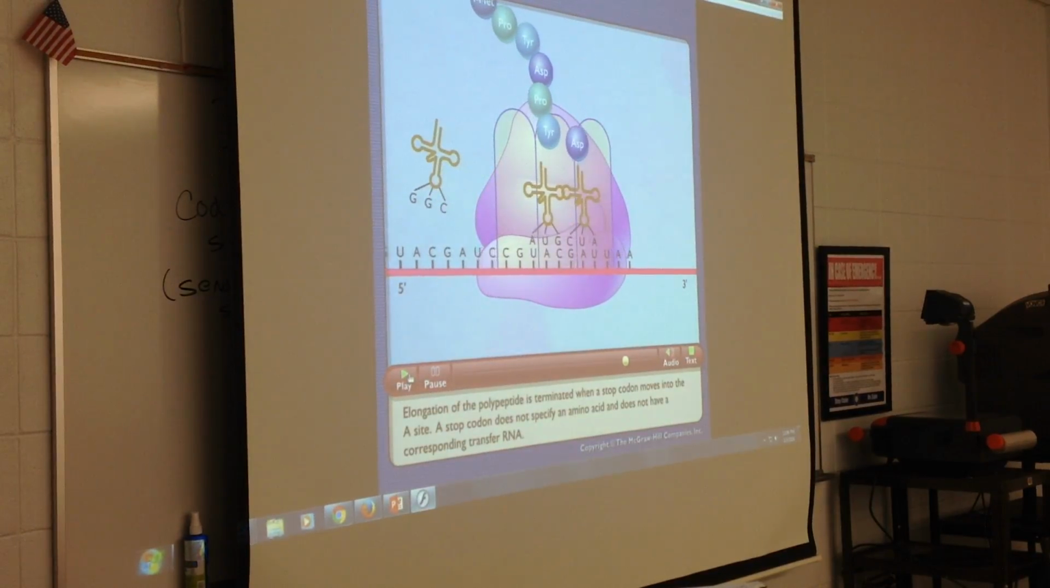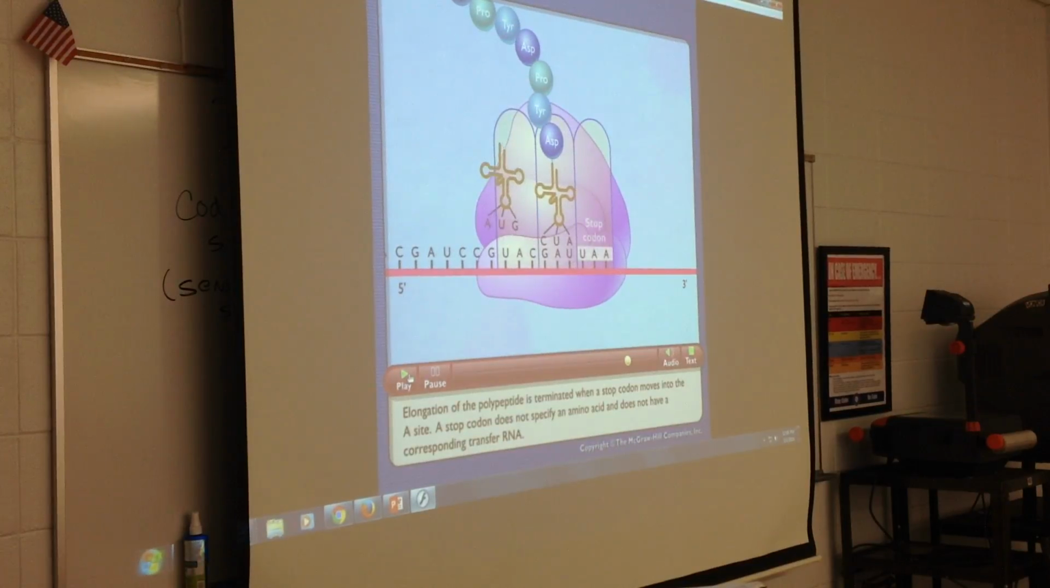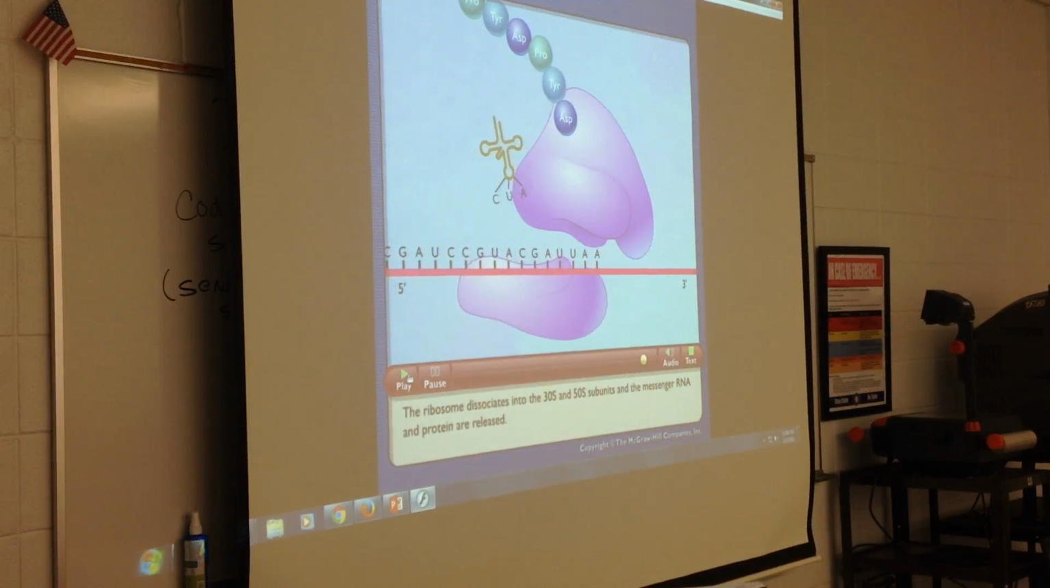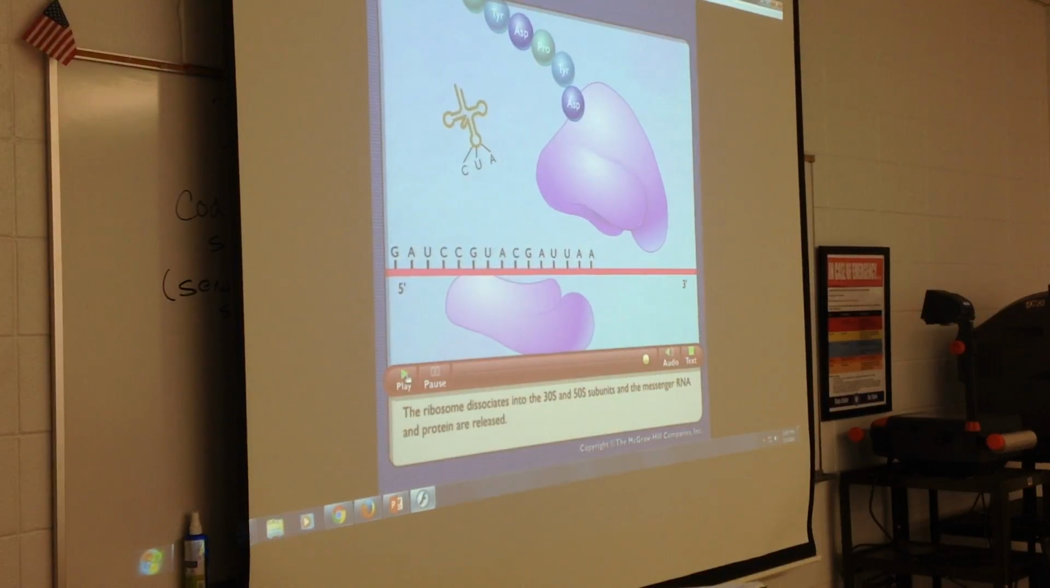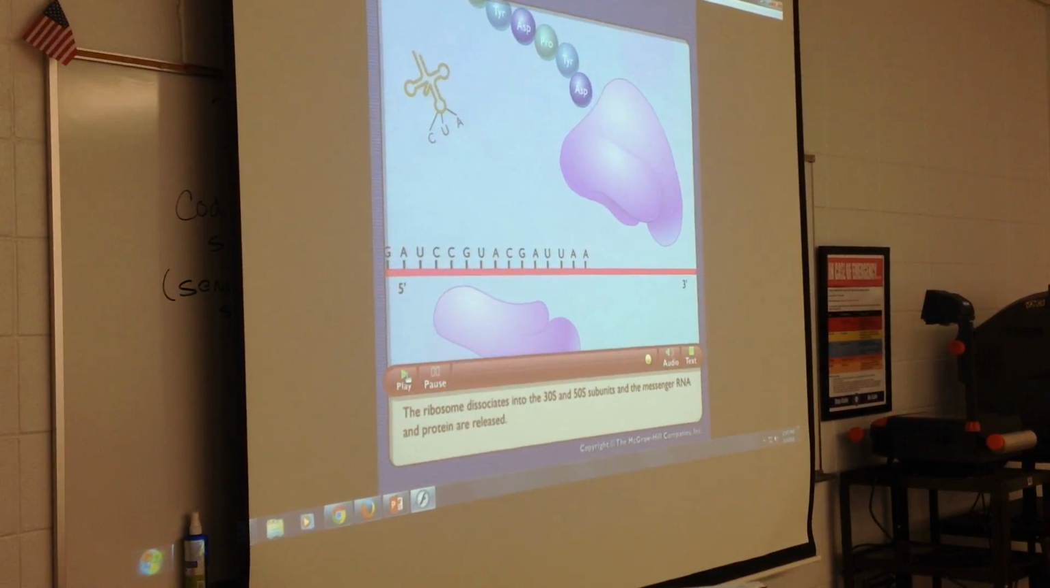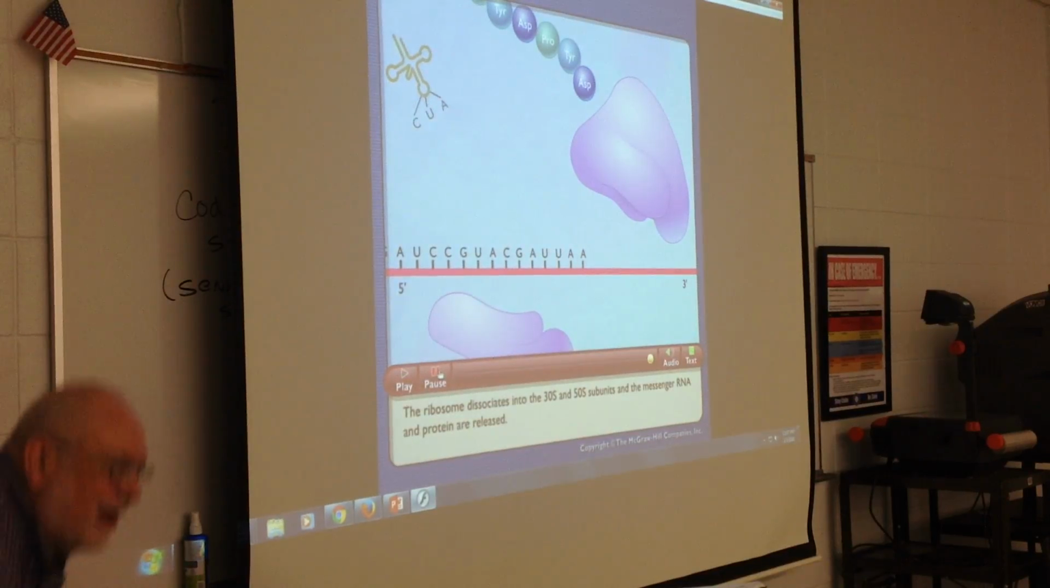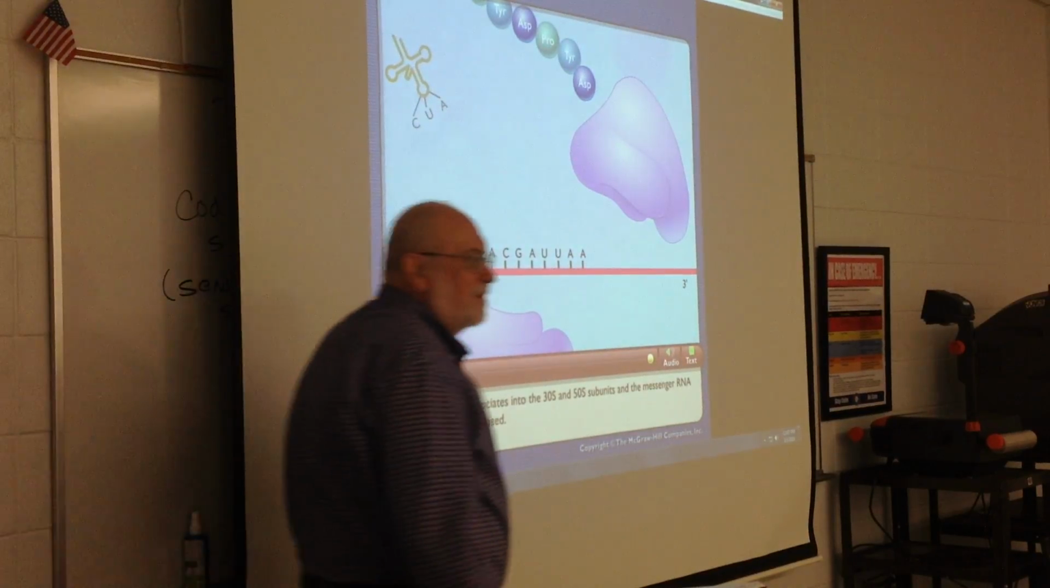Elongation of the polypeptide is terminated when a stop codon moves into the A site. A stop codon does not specify an amino acid and does not have a corresponding transfer RNA. The ribosome dissociates into the 30S and 50S subunits, and the messenger RNA and protein are released. All right, now that's simple enough, is it not?